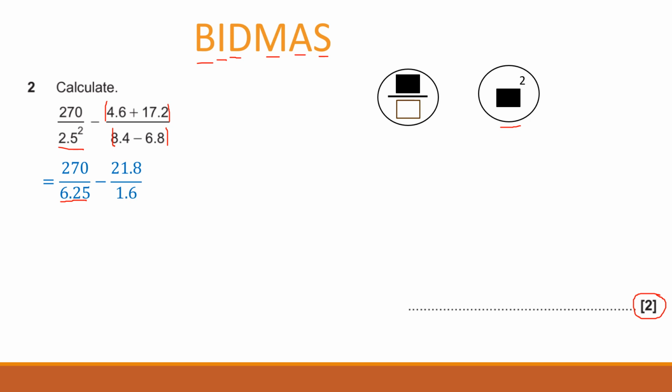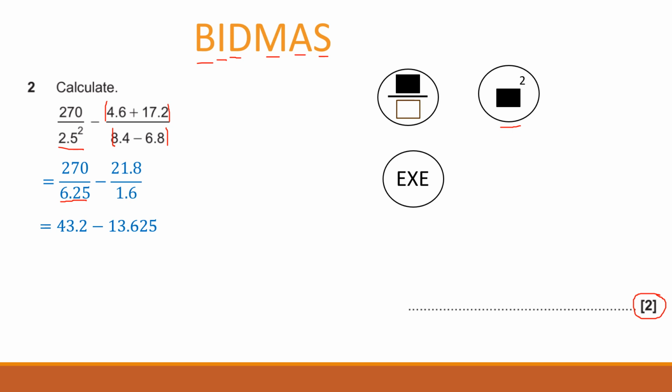So if we add together 4.6 plus 17.2, that gives me the 21.8 in the numerator on the right hand side. And if I subtract, 8.4 take away 6.8 in the denominator, gives me 1.6, which is the bottom on the right hand side. Now I've just got to type this into my calculator and subtract the 2 numbers. If you do that, that will give you 43.2 take away 13.625. Now to get the answer, all you've got to do is type those 2 numbers into your calculator and press equals. Note on the new calculator the equals button is EXE, meaning execute.